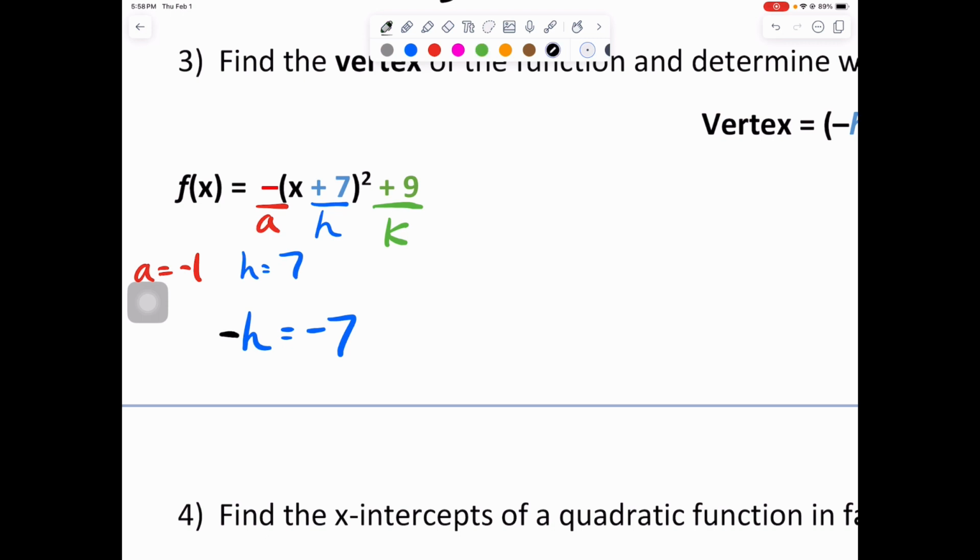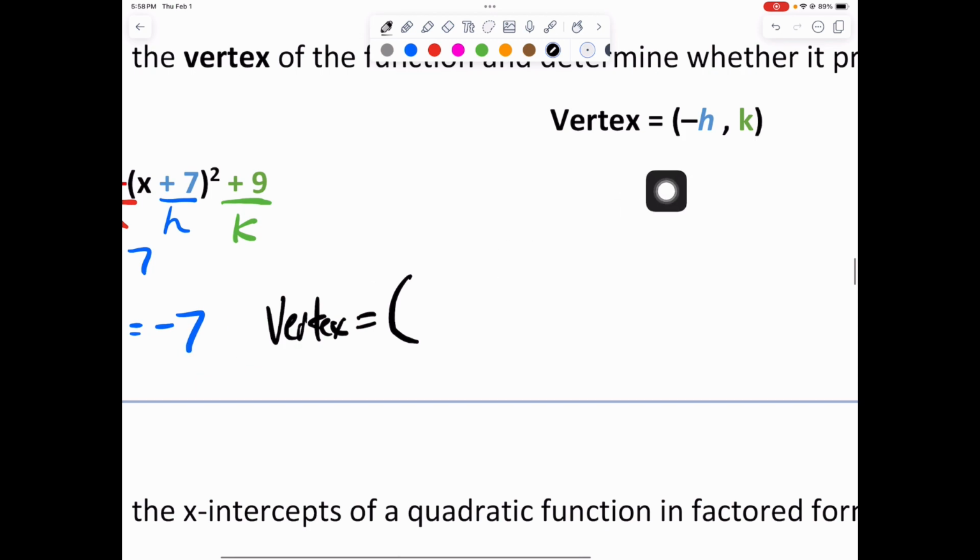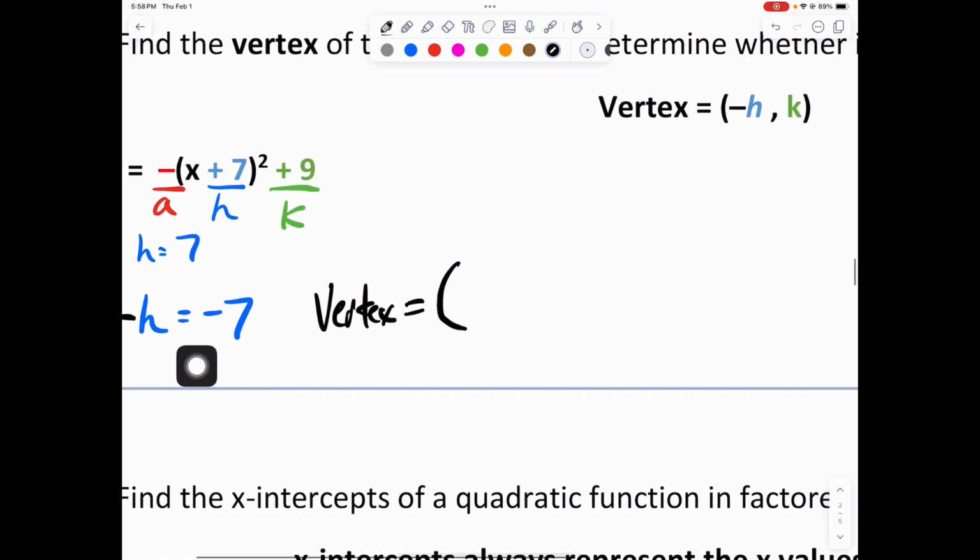So if we were to write the vertex, let's do vertex equals. Let's just go ahead and look at the formula. It's the flip sign of h, which we've already identified. -7. I'm going to go ahead and put that in. I will add my comma in there, and then just followed by our k value, which stays the same, which in this case is 9. Go ahead, and that is your vertex.